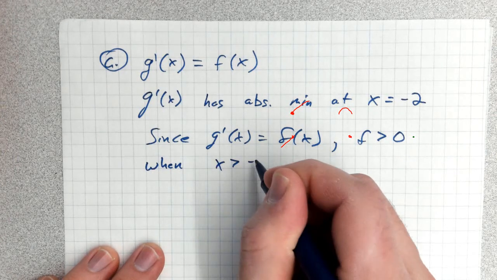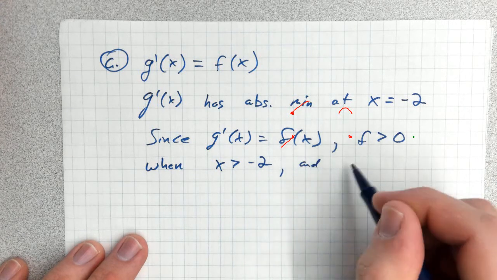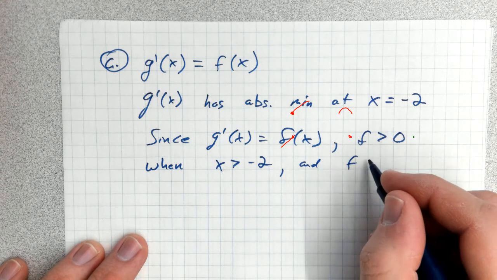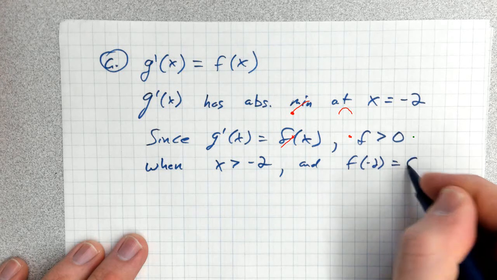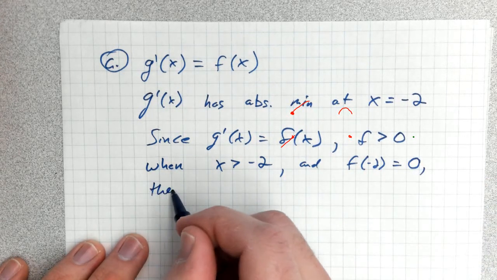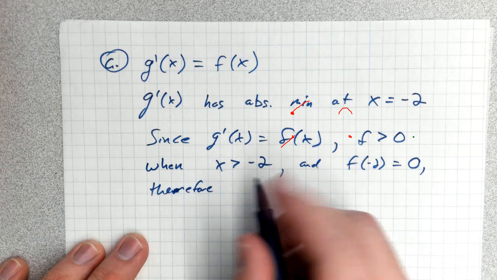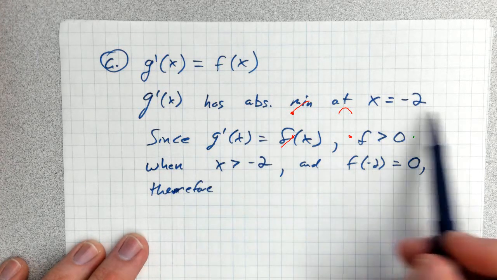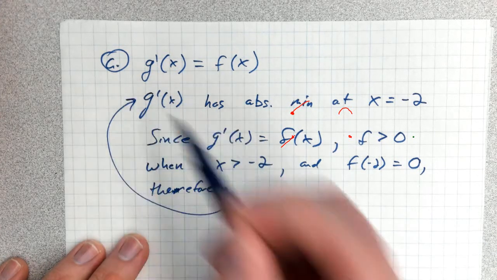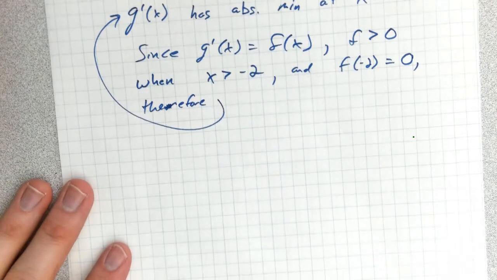x is greater than -2, and f of -2 is equal to 0, then, or I guess you should say therefore, g has a minimum at -2. So therefore, that. All right. Whoa, get rid of all that red stuff here. All right. Okay, cool. All right, part D then.